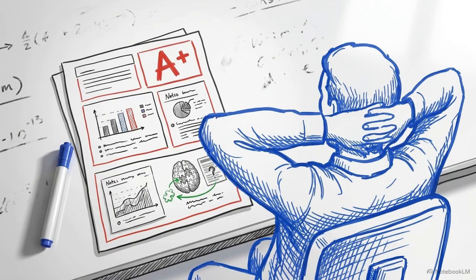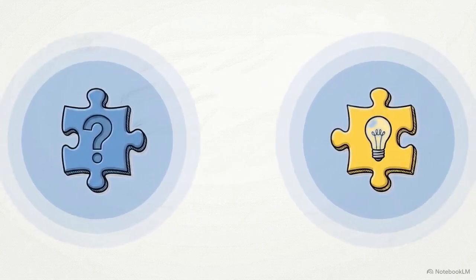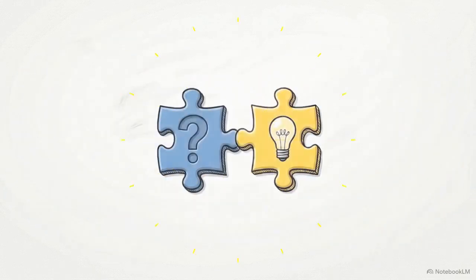When you hand someone an answer, the cognitive work is over. When you present them with a well-calibrated question, their brain automatically tries to close the gap.